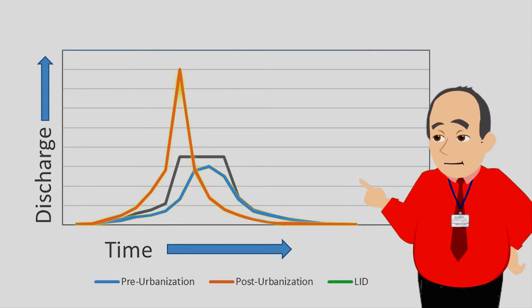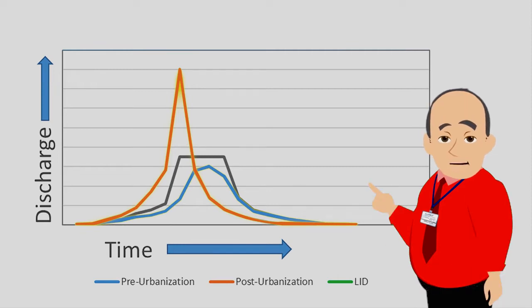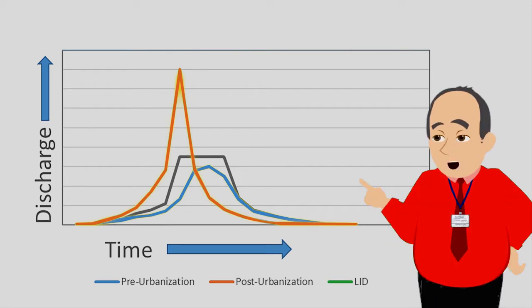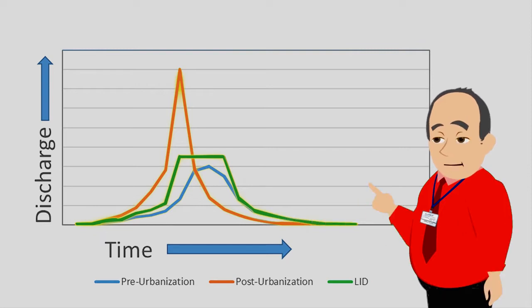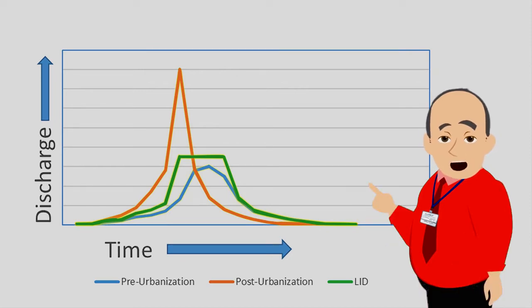Under this situation, a greater volume of runoff reaches the drain more quickly because of the impervious surfaces, and this results in a higher and earlier peak. As such, there is greater potential for localized flooding. The green line shows how low-impact development can work. By infiltrating and storing water, low-impact development technology gradually releases stormwater runoff to the drains, thereby reducing the peak flows.